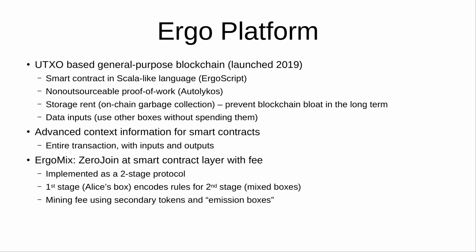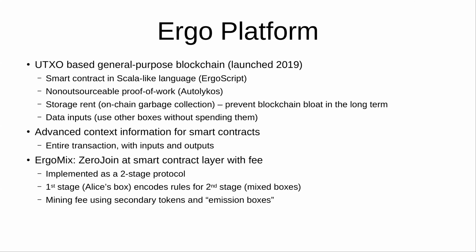There are certain things that are not relevant to this talk, but I'm going to mention them anyway, which are interesting for Ergo. It has non-outsourceable proof of work, which is called Autolykos. It also has something called storage rent: if a box remains on the blockchain for a long time, eventually part of its value is taken as rent, slowly over a period of time. When the value becomes below a threshold, it's completely removed. So it's kind of garbage collection on chain, and it prevents long-term bloat of the blockchain. As far as I know, this is the only blockchain that has these two features, non-outsourceable proof of work and storage rent. It also has a neat feature called data inputs, which allows you to use other boxes without spending them, as data. I'll not get into details, but it has a lot of other interesting features.